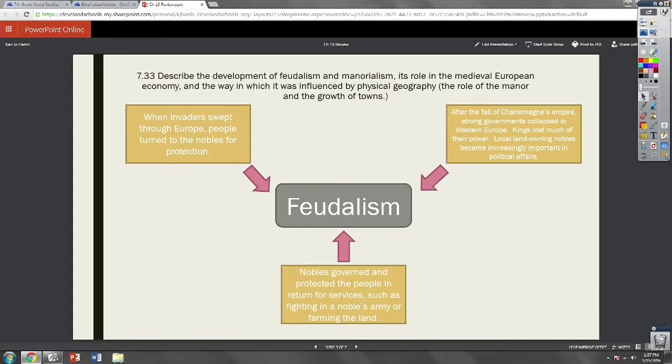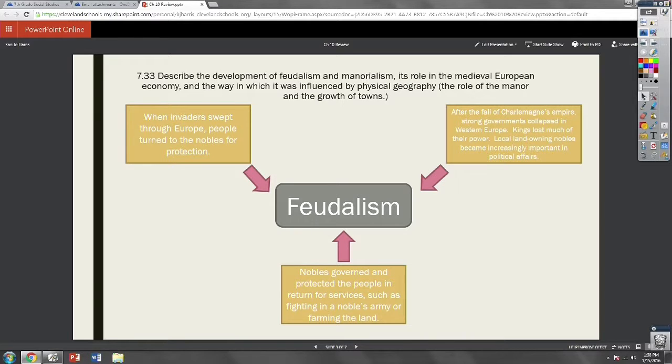When invaders swept through Europe, people turned to the nobles for protection. As we know, when Rome fell, there was a period of civil unrest for about 300 years, and that is what launched us into the Dark Ages. Nobles governed and protected the people in return for services, such as fighting in a noble's army or farming the land. It's important to remember that feudalism is simply protection in return for service.